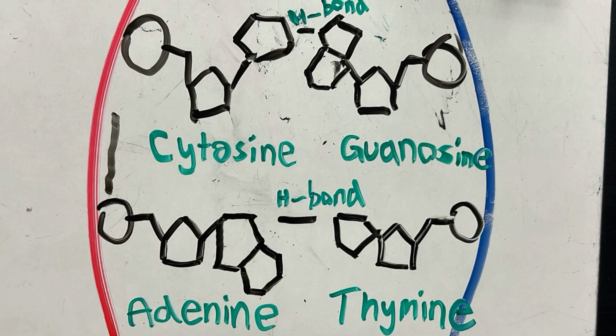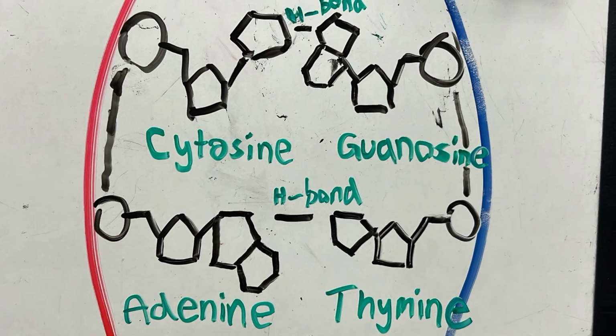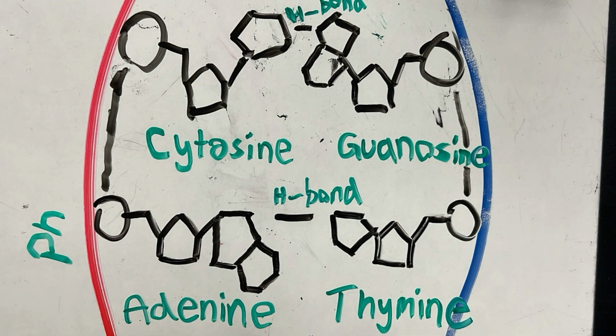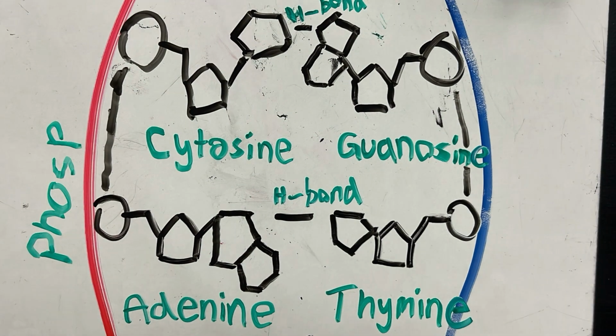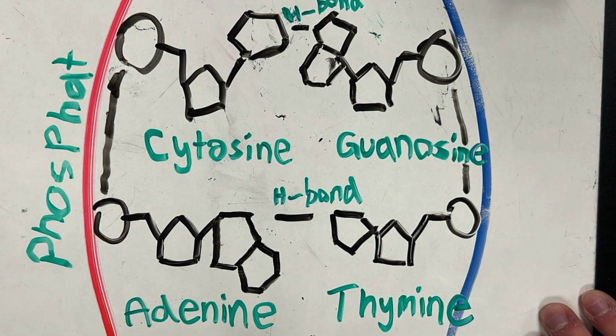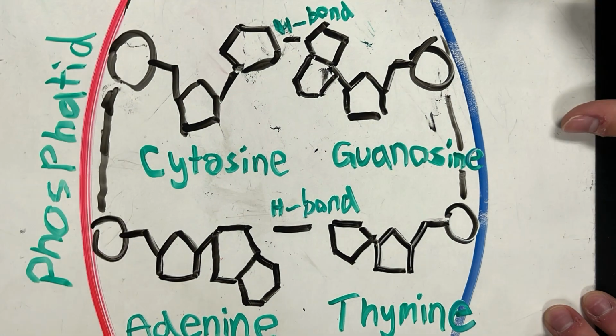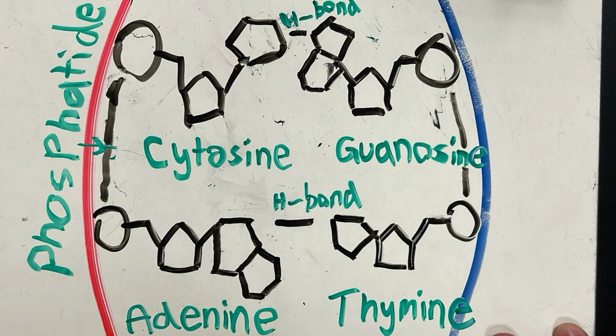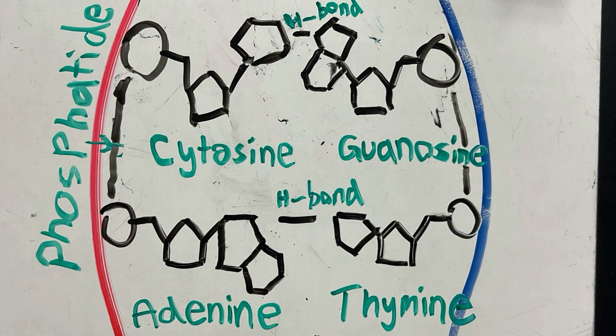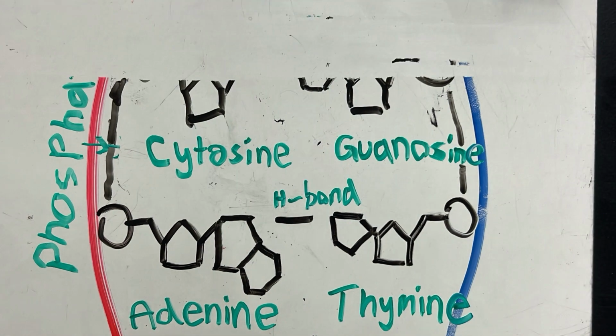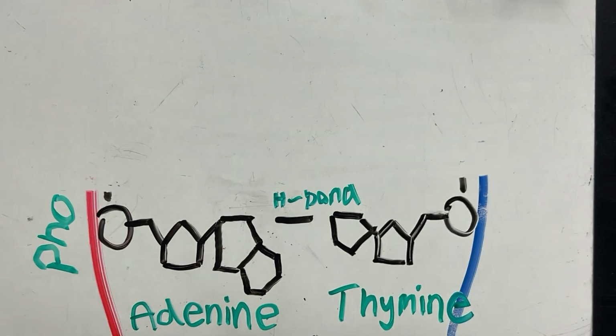The backbone of the DNA strand is formed by sugar and phosphate groups linked together by phosphodiester bonds. Phosphodiester bonds connect the 3-carbon atom of one sugar molecule to the 5-carbon atom of the next sugar molecule, creating a strong and stable backbone for the DNA molecule.